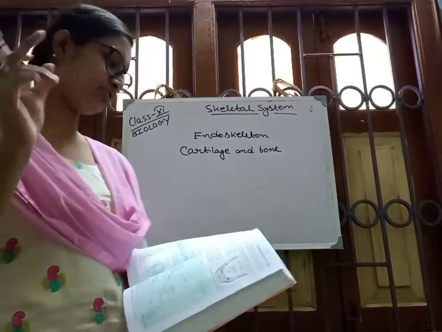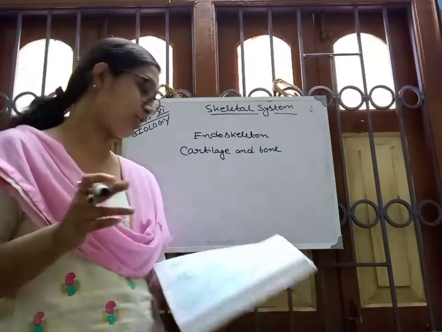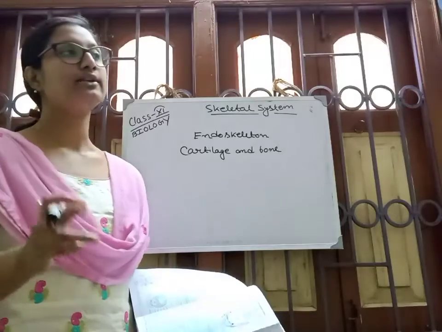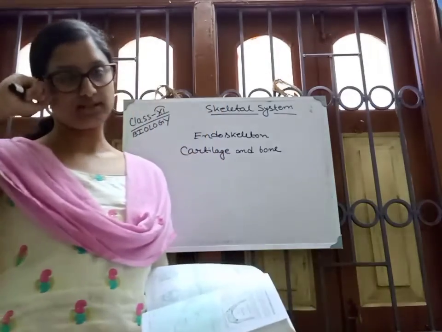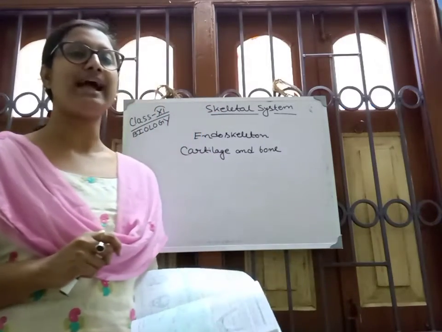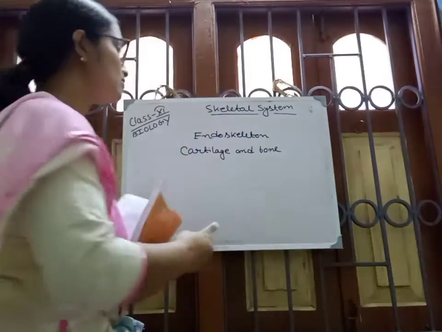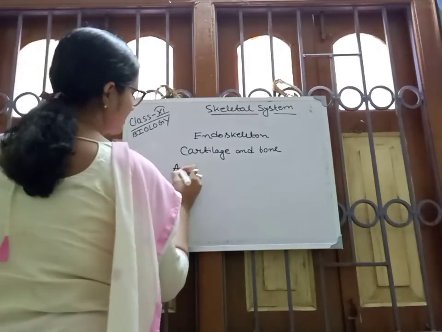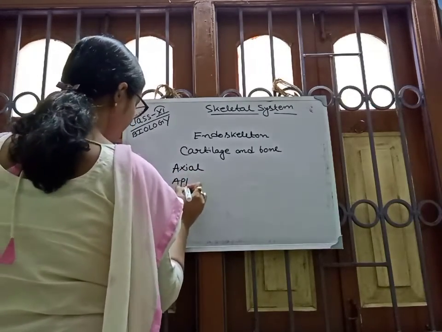Now the human endoskeleton. The human skeleton consists of 206 bones. You know, there are 206 bones present in our body, divided into two skeletons: the axial skeleton and the appendicular skeleton. Axial and appendicular.